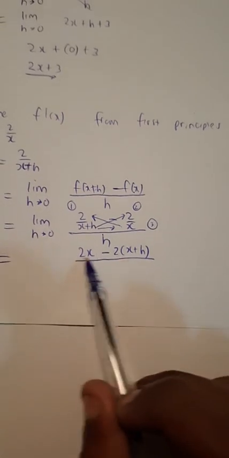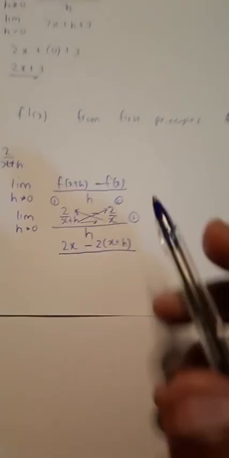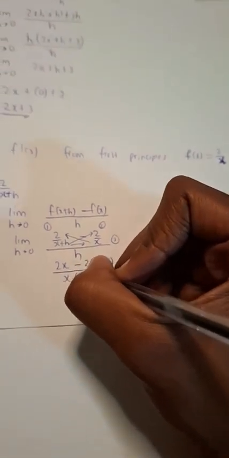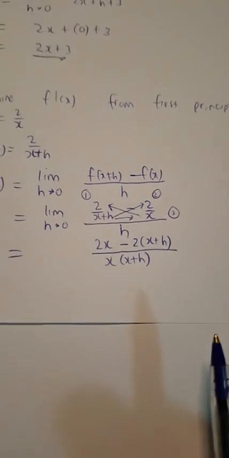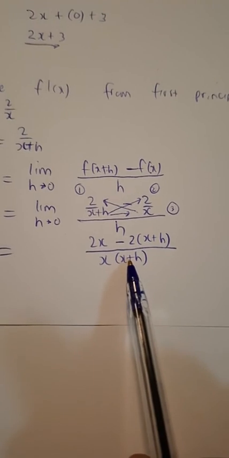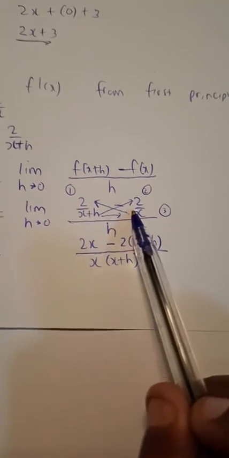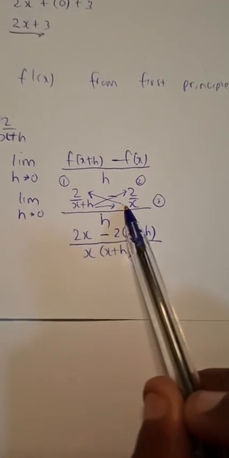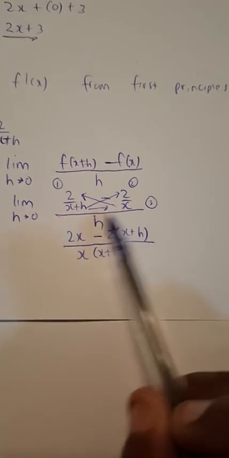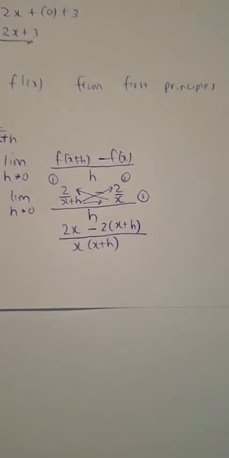So the whole thing we write over, then what's x plus h times x? That's equal to x into x plus h. Hopefully that makes sense, guys, and I hope you can see what has just happened. This would be the same thing as asking what is the LCD of x plus h and x. Of course, the LCD of x plus h and x would be the product of x and x plus h.